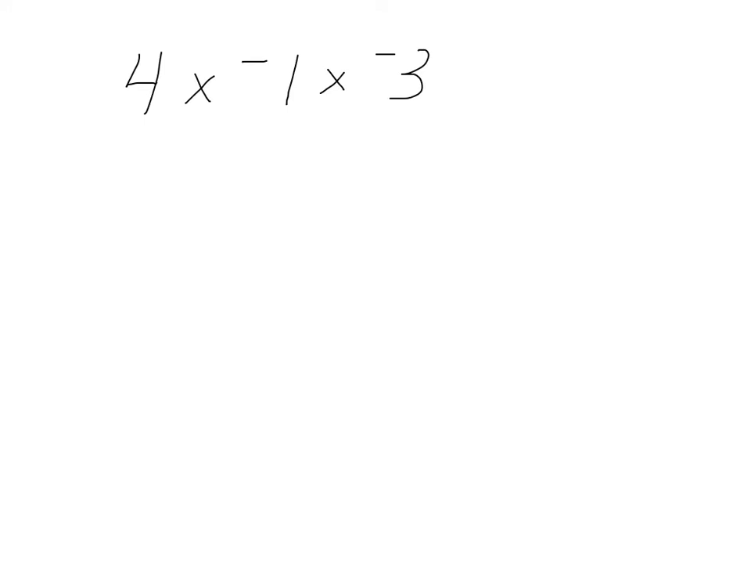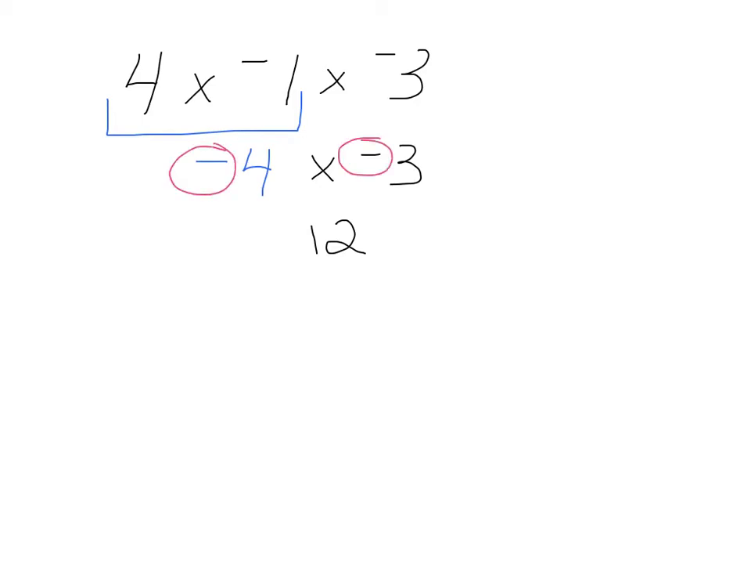Well, I would treat it the same way. 4 times negative 1 gives me an answer of negative 4. And then I'm going to multiply that by negative 3. Because this is positive and this is negative, this answer is going to be negative for the negative 4. Then I need to remember to multiply by the negative 3 as well. Well, 4 times 3 is going to give me 12. But because I've got a negative times a negative, my answer will actually be positive 12. So I circle that for my answer.